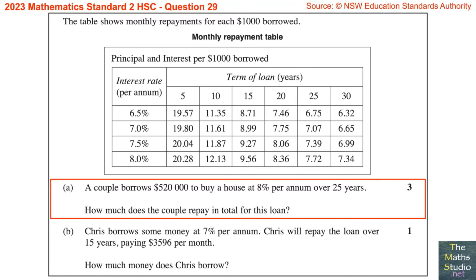Question 29. The table shows monthly repayments for each $1,000 borrowed. Part A. A couple borrows $520,000 to buy a house at 8% per annum over 25 years. How much does the couple repay in total for this loan?